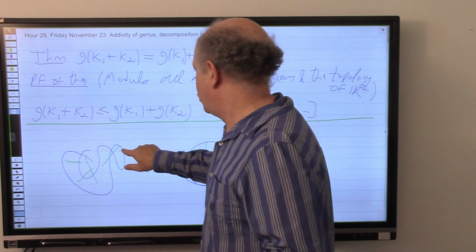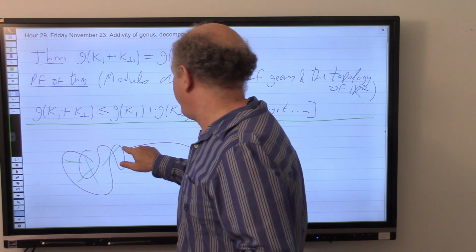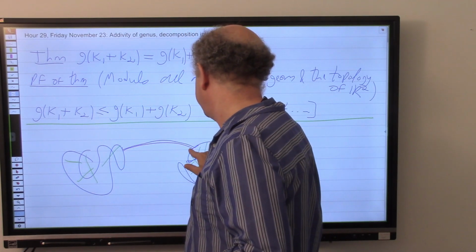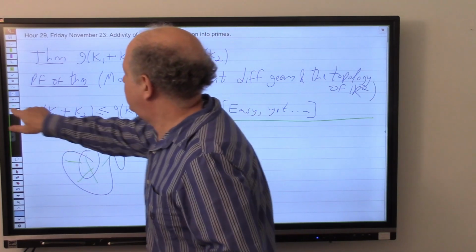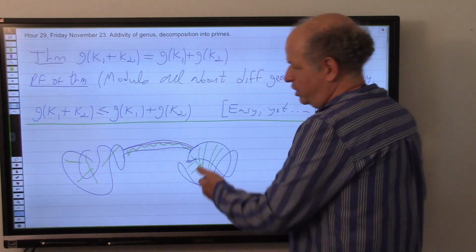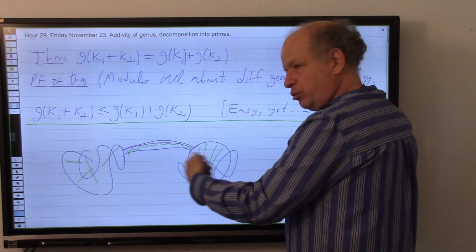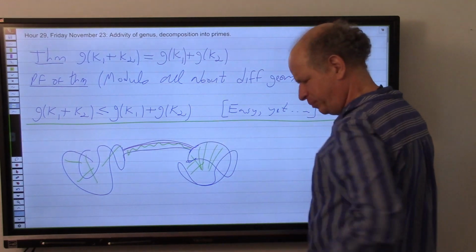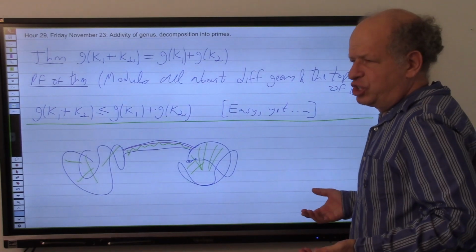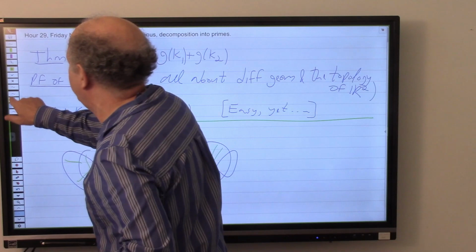You connect the two knots with an arc. You make the arc like the bridge of a connect sum, and you replace the bridge by a band. And you can check that adding a band between two surfaces creates a surface whose genus is the sum. By the way, how do you check that? I mean, you don't need to compute anything, right? You just need to draw it once.